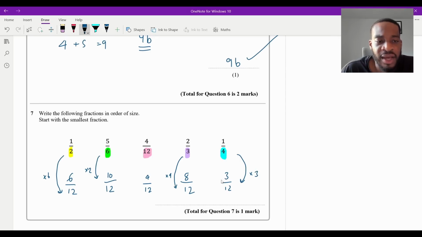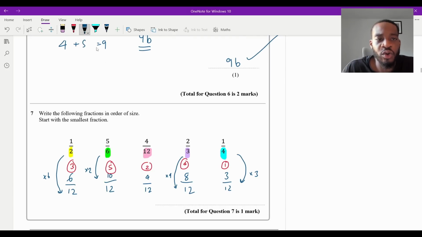Now, what do we have here? We have all of the numbers with the same denominator, so we could just compare them by looking at the numerators. Start with the smallest fraction, which has the smallest number here. This is going to be number 1. Next one is going to be this one. The next one's going to be this one. And then the next one's going to be this one here. Next one's going to be that one.